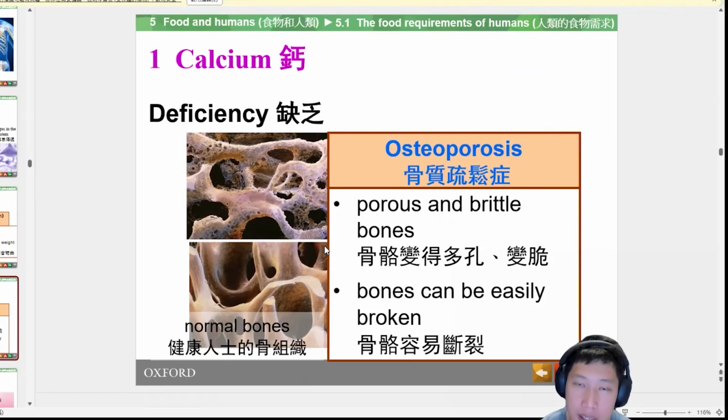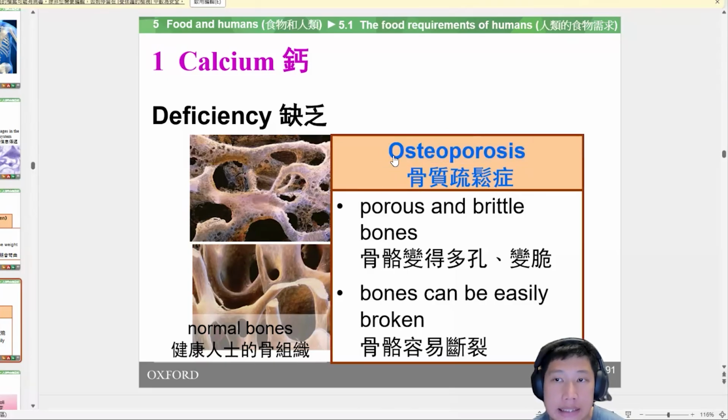So we can see the pictures of two types of bones. The lower one is the normal sized bone, but the upper one shows the people who got the disease. We call this disease osteoporosis. In Cantonese, we call it 骨質疏鬆症. It is a type of deficiency disease if we are insufficient of calcium in our bone.